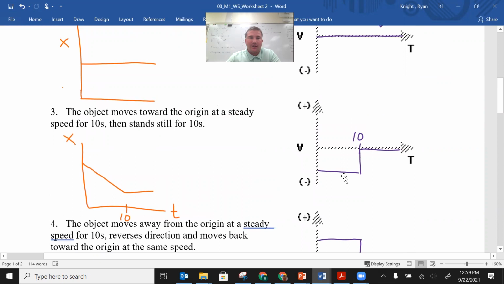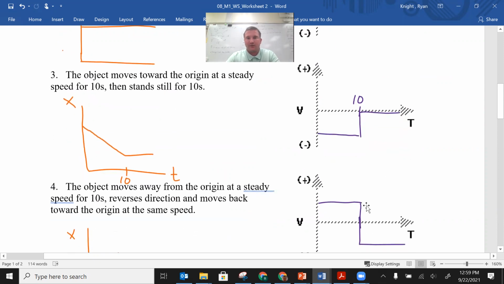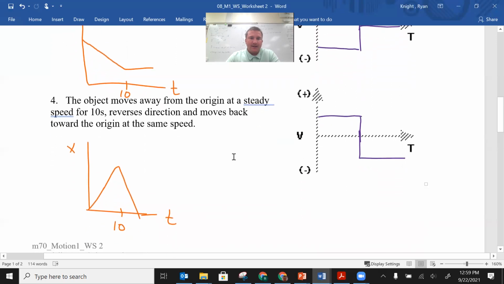Moving towards the origin at a steady speed and then standing still, right? We should have a downward line for moving towards the origin and then a flat line for standing still. We get a negative slope for moving towards the origin and then a flat line for standing still. So that matches that. And then our last one here, we have an object moving away from the origin and then reverses direction and moves back towards the origin. So we have away from the origin, towards the origin. If we match that to a velocity graph, we get positive velocity and then negative velocity for moving away from the origin and then towards the origin.